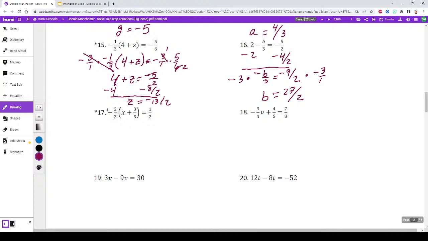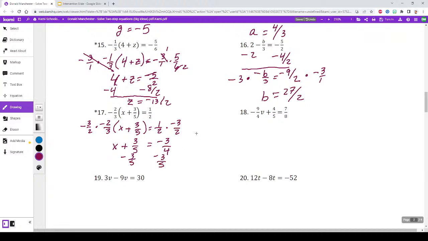Number 17, again, we've got this little multiplication trick going on here. So I'm going to multiply by the reciprocal of 2/3. All right, so inside parentheses, that comes out. We've got x plus 3/2. Over here, we've got 3/5. Then we've got negative 3/4. We're going to subtract 3/5 from both sides.